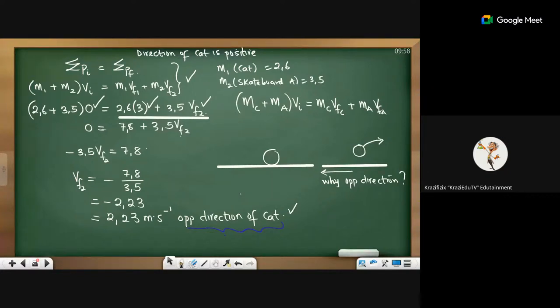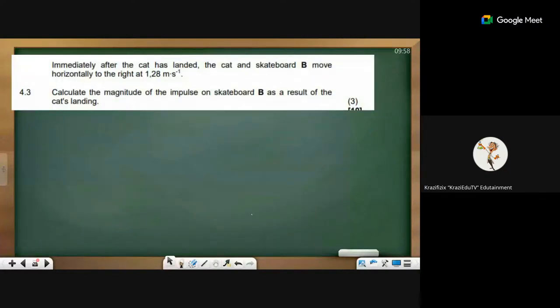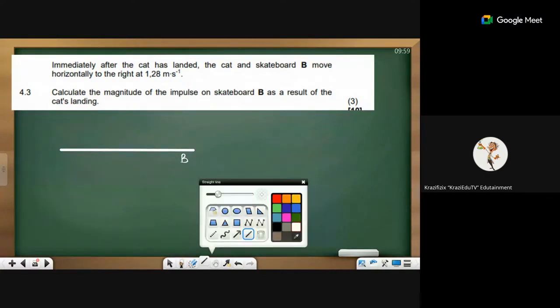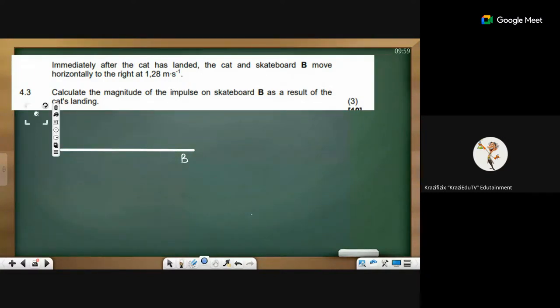All right, let's quickly answer the last one, and I'll give you a few questions to do for me. We'll start from there in our next session. Immediately after the cat had landed. We are now on trolley B. Our cat came from here and our cat is now here.